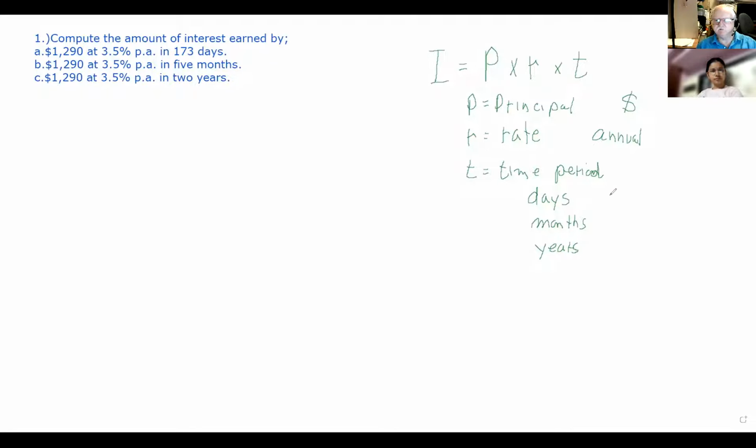And so if they give us days, we're going to have to translate this. We're going to have to go divided by 365 to make this into an annual time period. If they give us months, it'll be divided by 12. And of course, if they give us years, it's divided by 1, which is not really something we're ever going to bother doing.